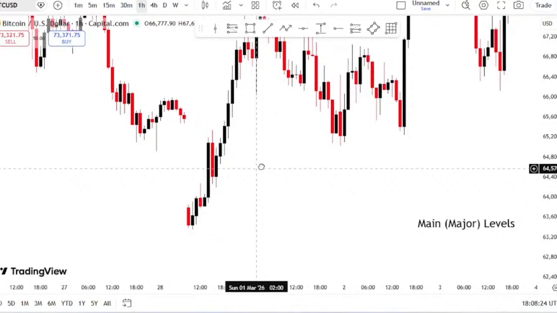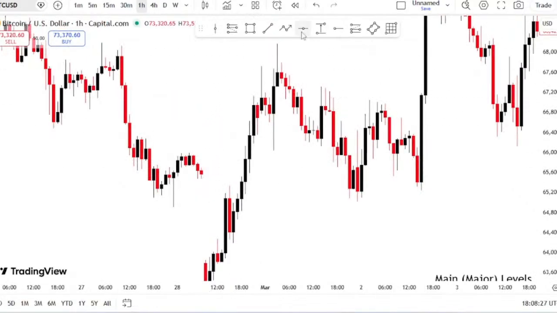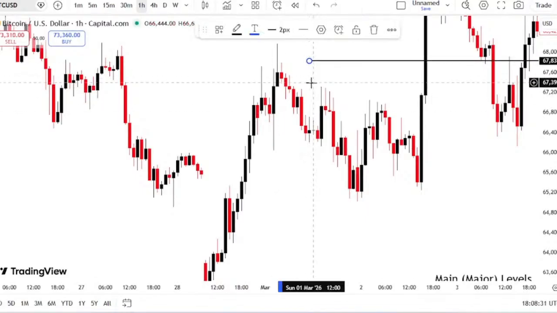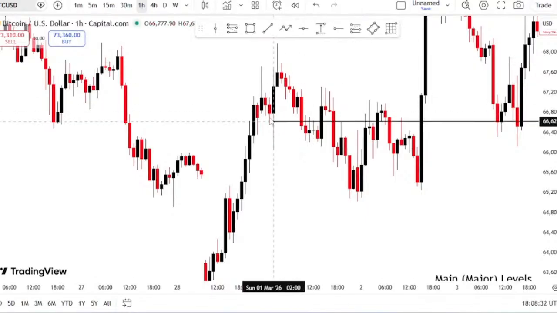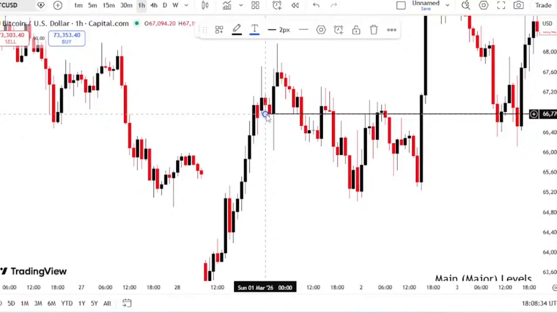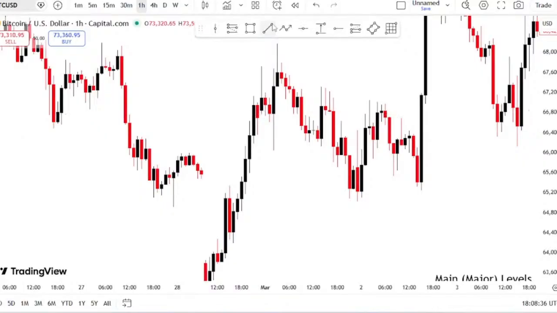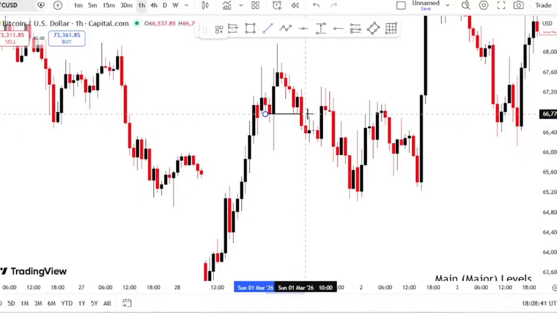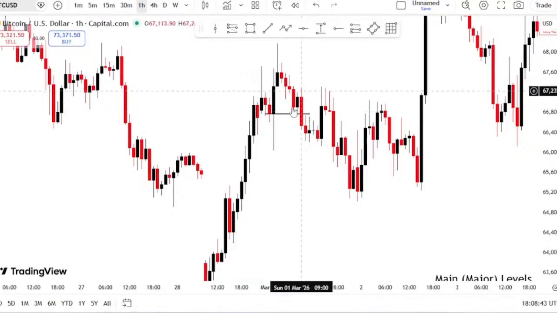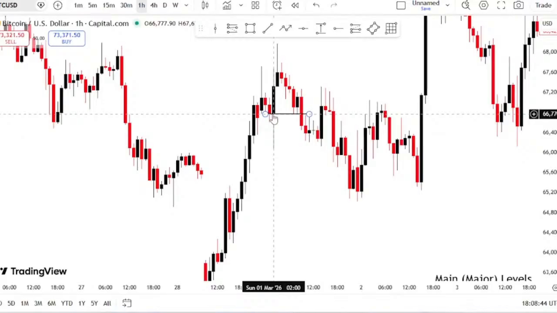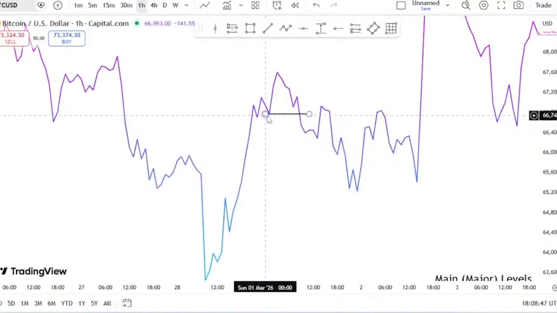I want to look for a support that is broken. Okay, here is a support level. This particular point is support. Okay, let me use it. This is a support level. Here is a support. If I turn to line chart, you're going to see it. This is a V level.